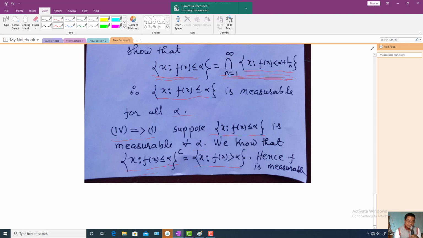Again, by set theory, if a set is measurable, its complement is also measurable. Since this set is measurable, its complement is equal to this one, and it is also measurable for every alpha. So according to the definition of a measurable function, x such that f of x is greater than alpha is measurable for every alpha. Therefore, the function f is measurable. Thus we have established that the 4 statements are equivalent.